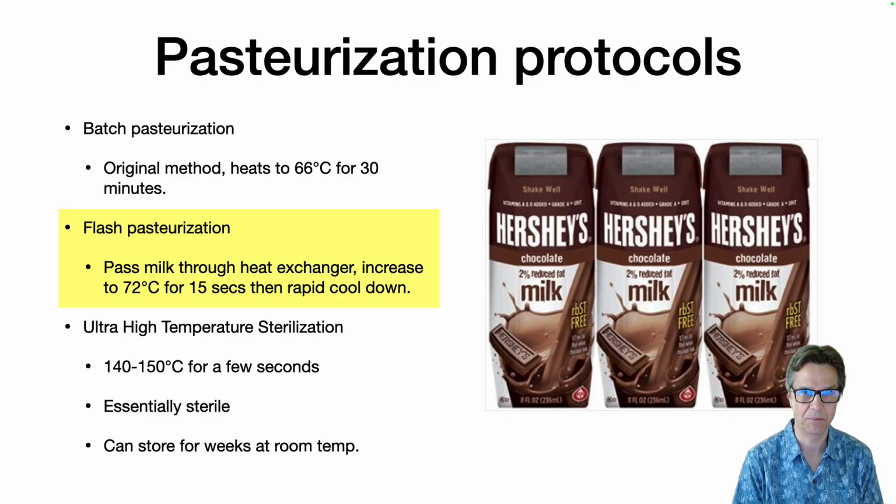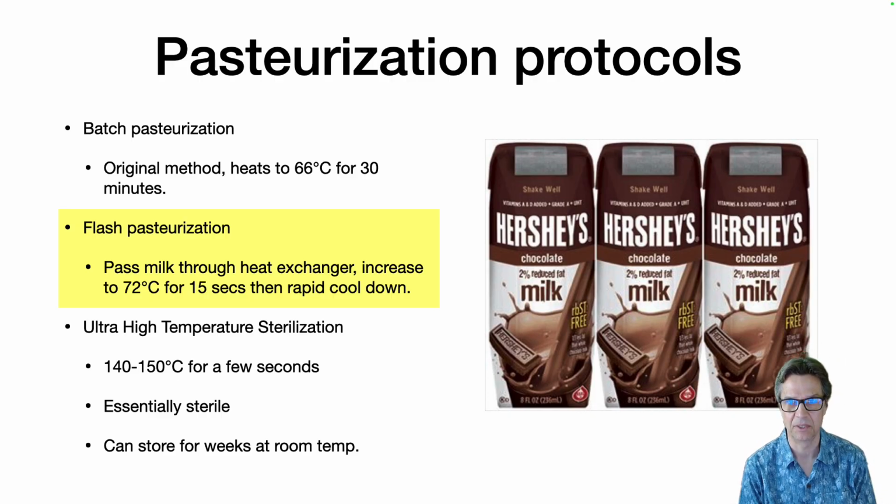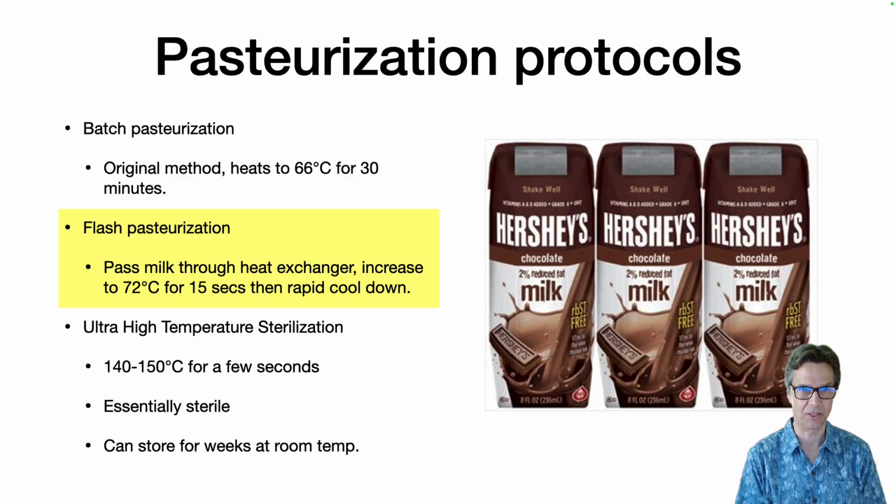This higher temperature made way for the development of continuous methods, where material passes through tubing in a heat exchanger and then is rapidly cooled down. In this way, large quantities of liquid can be pasteurized with a small unit.